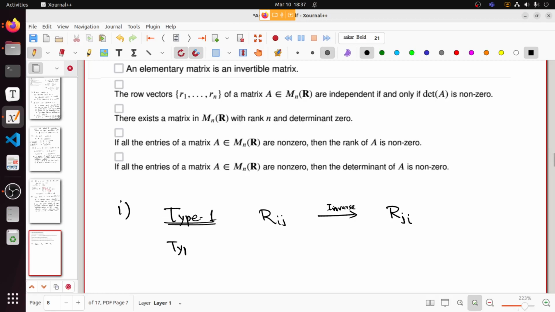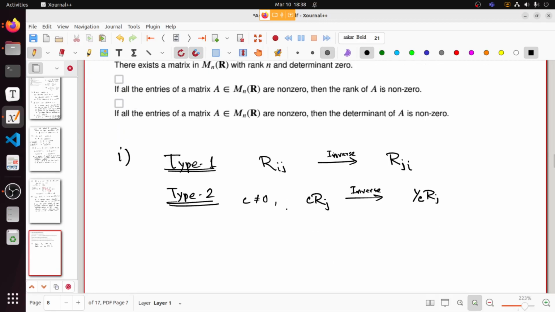What will it be for type 2? Type 2 is for c non-zero. This is just multiplying the jth row by c. So what will be the inverse of this operation? Just 1 by c, because c is non-zero, just multiply the jth row by 1 by c. Then this will correspond to the inverse of that elementary matrix.